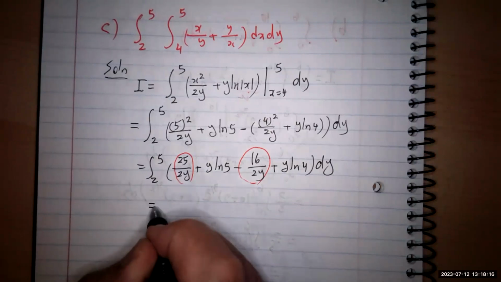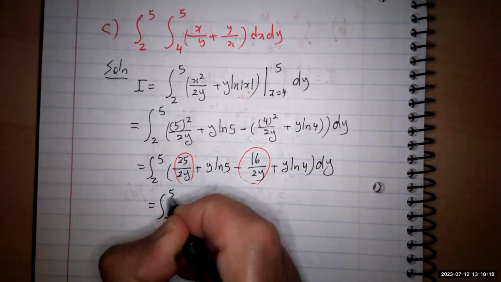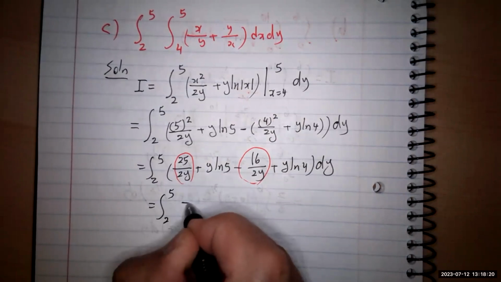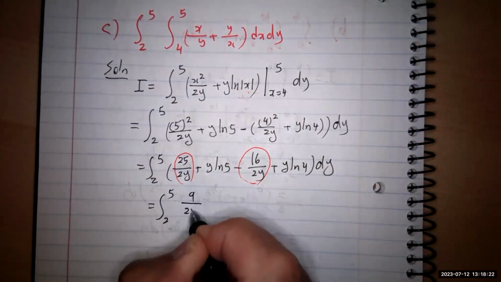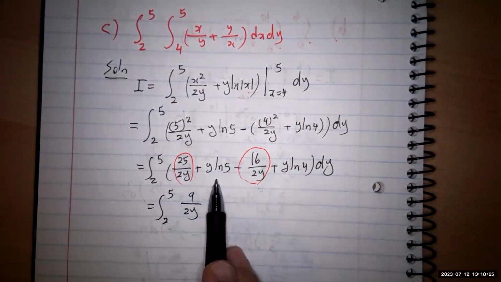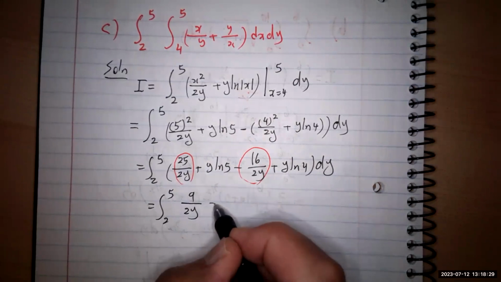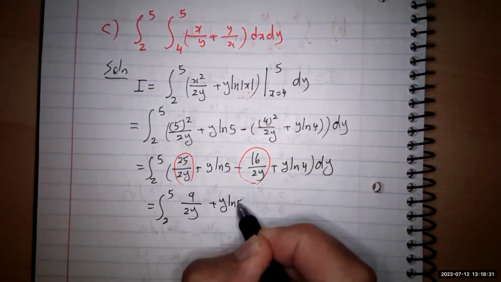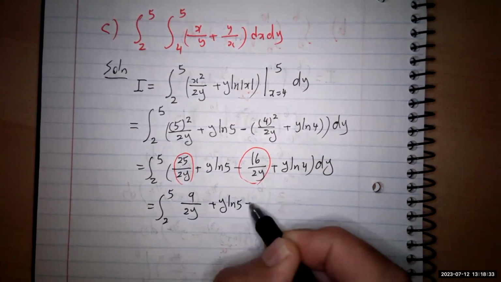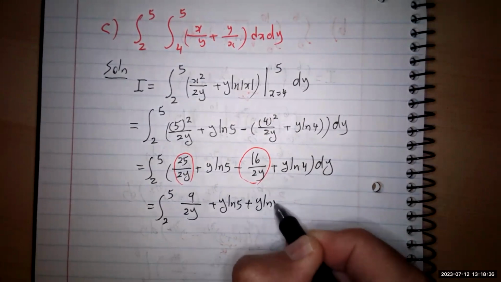So we can rewrite it as 2 to 5, 9 over 2y. And over here, we can use your calculator or just write it down as is. Not a big deal to simplify it at the end. ln 5 minus, okay, plus y ln 4.